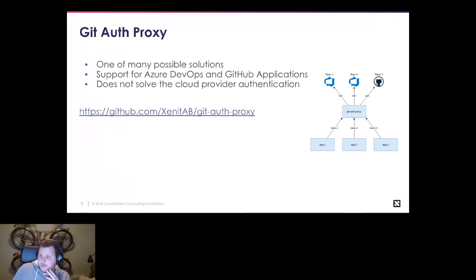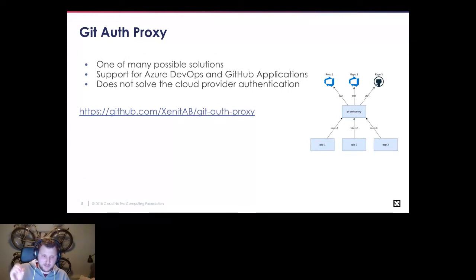Just to wrap this up, I've built a project called GitAuth Proxy. It is my attempt at solving the Git part of these types of problems. What it does is that it generates temporary credentials that you can pass out to individual namespaces, and all Git traffic has to go through the proxy.